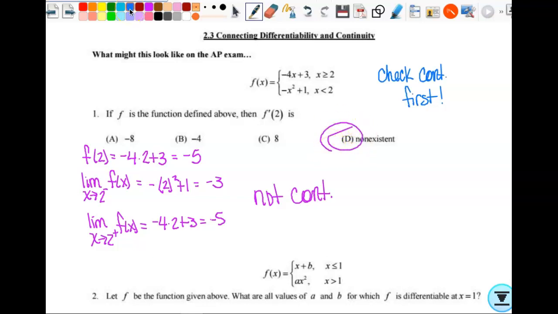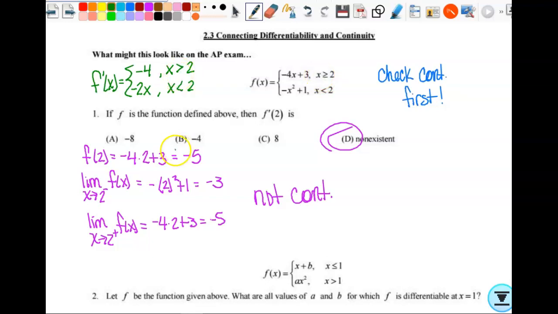But check this out. If I just took the derivative, here's why we don't get this part here. f prime of x is equal to negative 4 when x is greater than 2, and negative 2x when x is less than 2. If I had just taken the derivative and moved this sign over here, what would you think your answer is?